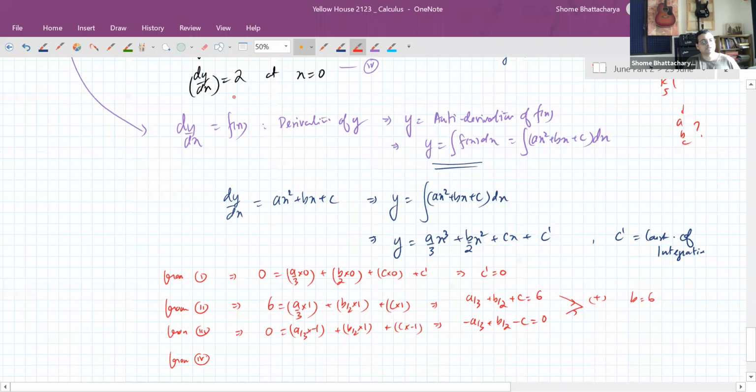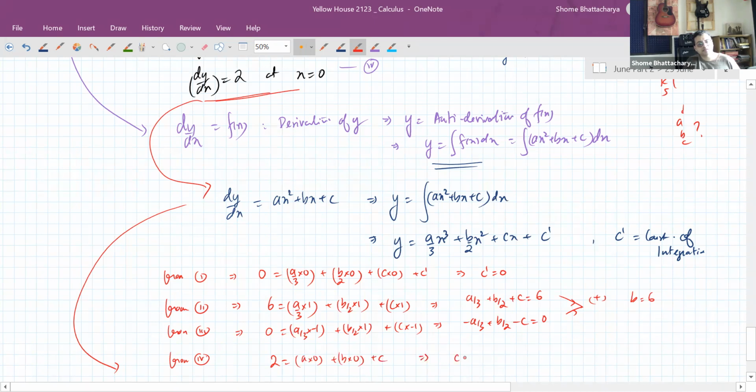And then finally use the fourth condition. You have to substitute this condition in dy by dx. So dy by dx is 2 when x is equal to 0. This gives us directly that c is equal to 2. And then when you use this along with one of these equations, you can see that a is 3. You got a, you got b, you got c, and you got c prime also.